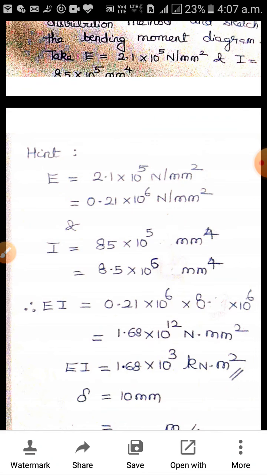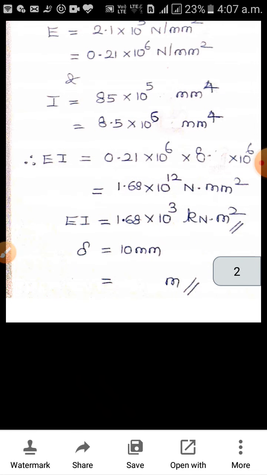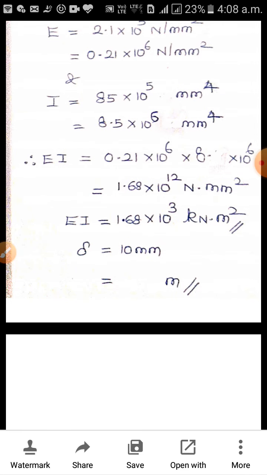Hope you understand. I'm doing it in 10 power 6 so that when you multiply, you get 10 power 12. Multiplying 0.25 into 10 power 6 by 8.5 into 10 power 6, you get about 2.1 into 10 power 12 Newton mm square. So EI is in 10 power 12 Newton mm square, which directly is 10 power 3 kilonewton meter square. And the 10 mm sinking, convert into meters as we did in the previous problem.